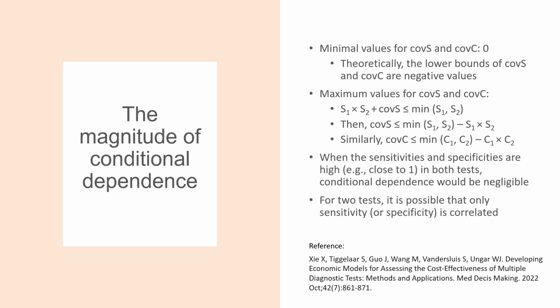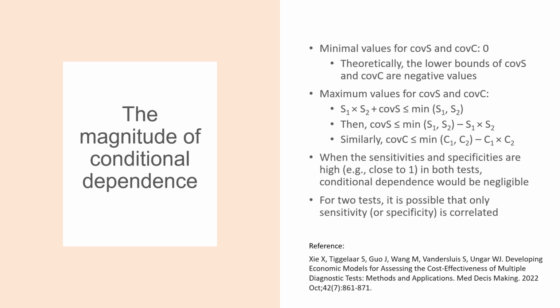Let 0 be the minimal value for COV-S and COV-C, which indicates that two tests are conditionally independent. For the disease-positive group, the probability of having positive results in both tests cannot be greater than the probability of having a positive result in either test. Then, we can derive the upper bound between the sensitivities. The same applies to the disease-negative group, where we derive the upper bound between the specificities.